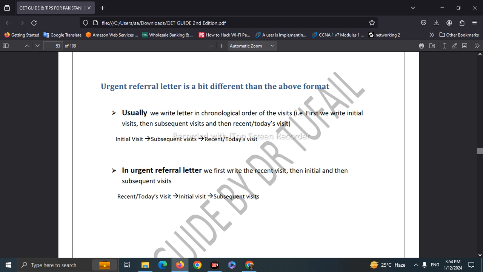You do not have to write a social history if there is nothing significant. In a discharge letter, you do not write the patient's social history, because the specialist is sending the patient back to the GP, so the GP already knows everything. But in an urgent letter the social history comes at the end, unlike the simple referral letter in which the social history comes first. So it is just the opposite of the simple referral letter.